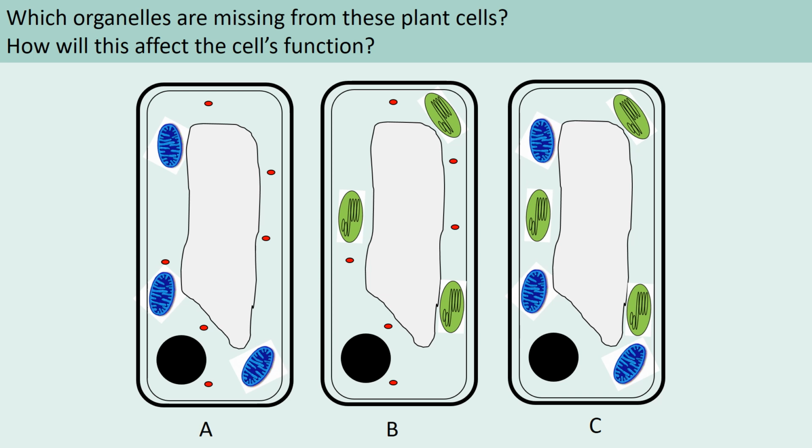And cell C is missing ribosomes. And what does that mean? It means it won't be able to make any of its own proteins. And proteins are very important molecules which make up the vast majority of us.